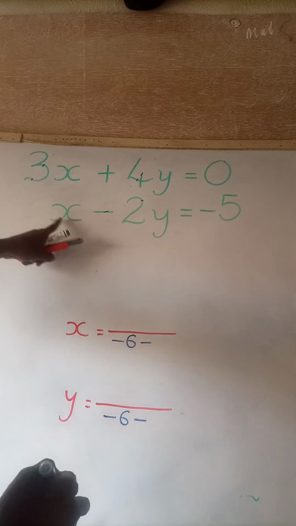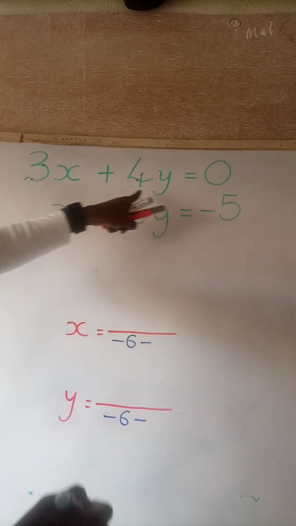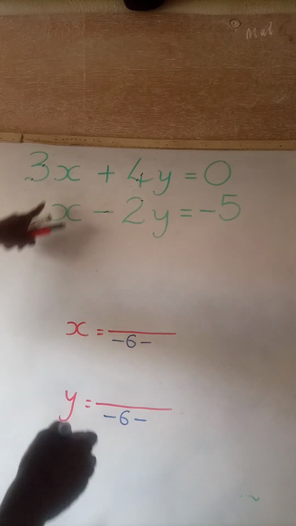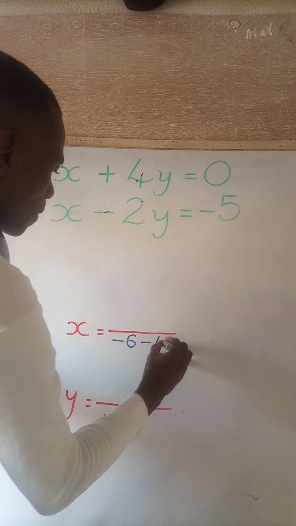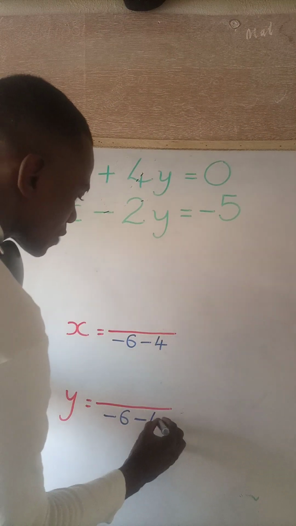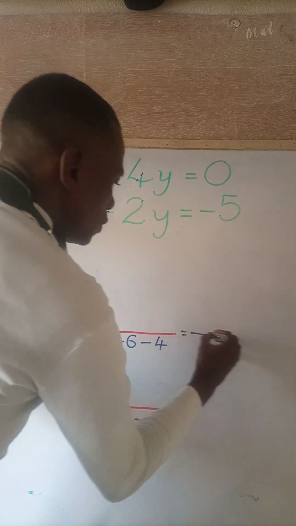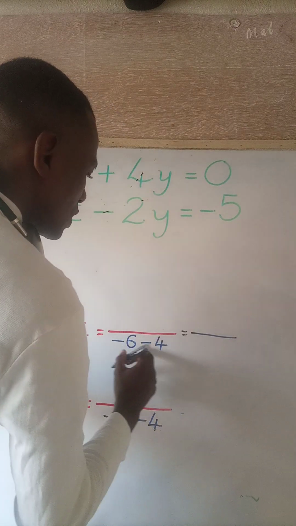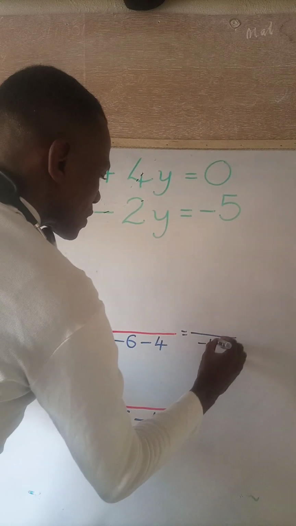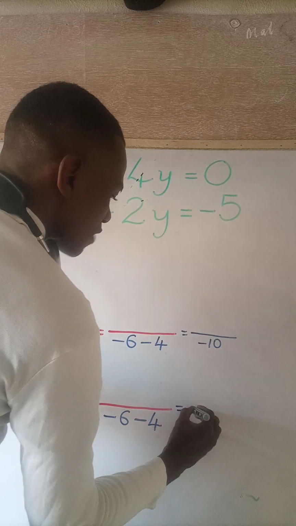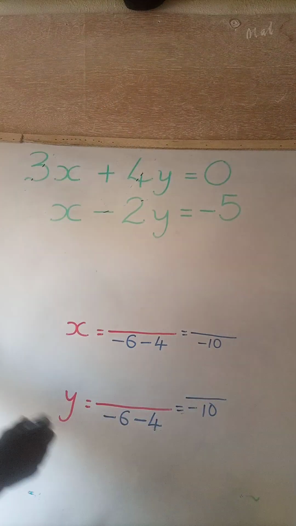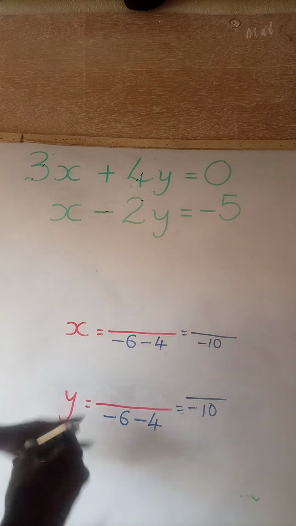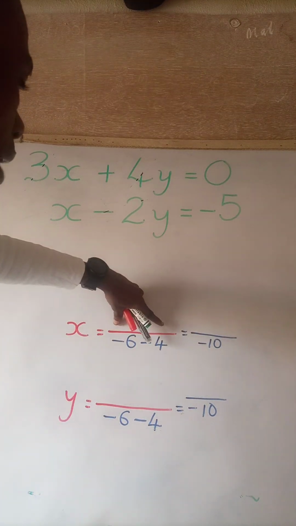Having done that, the next thing I will do is use the coefficient of x in equation 2 to multiply the coefficient of y in equation 1, which is 1 times 4. And 1 times 4 will give us 4. So here we now have minus 6 minus 4, which will give us minus 10. So here we will have minus 10 as well. The next thing we will do is generate the numerator.